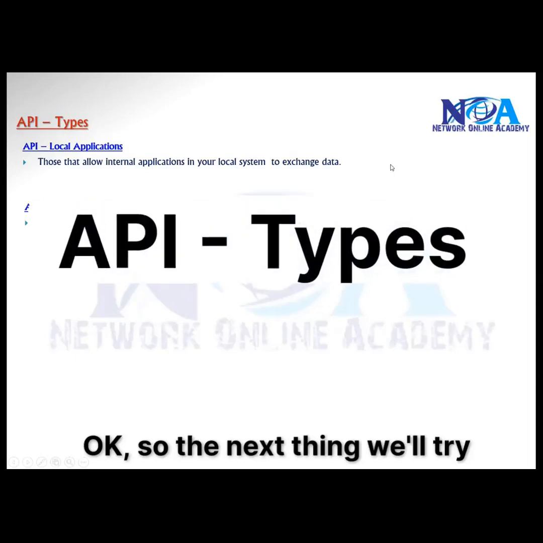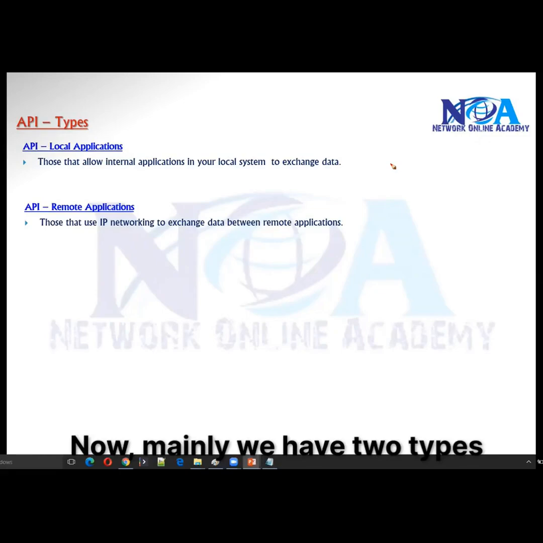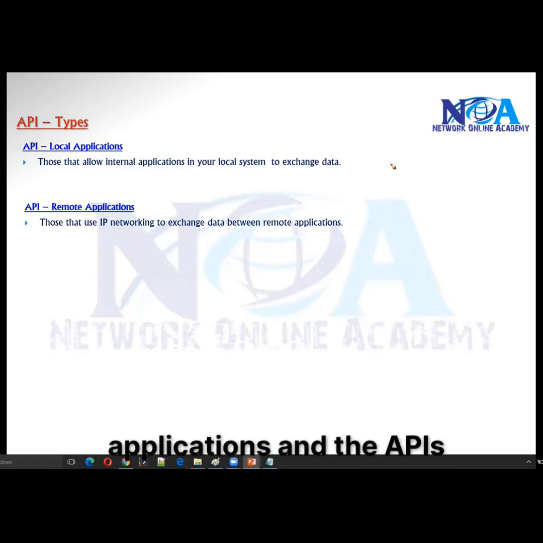Okay, so the next thing we'll try to understand is the API types. Now, mainly we have two types of APIs: the APIs within the local system or local applications, and the APIs between different applications. Our focus will be on APIs between remote applications. So let's first try to understand the API within the local system.